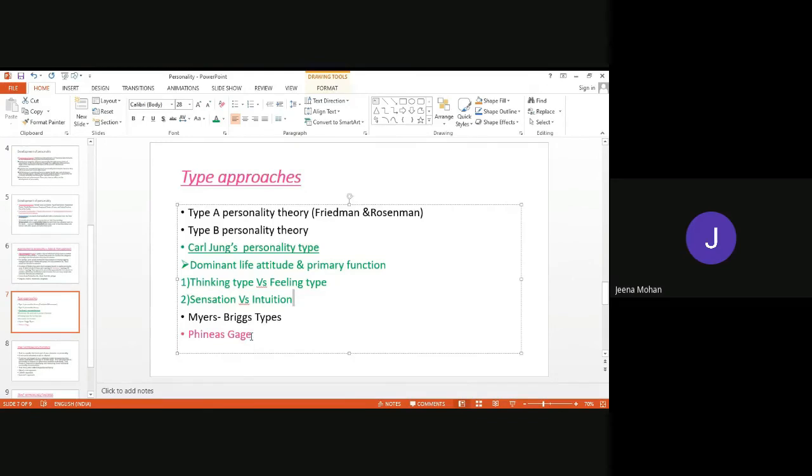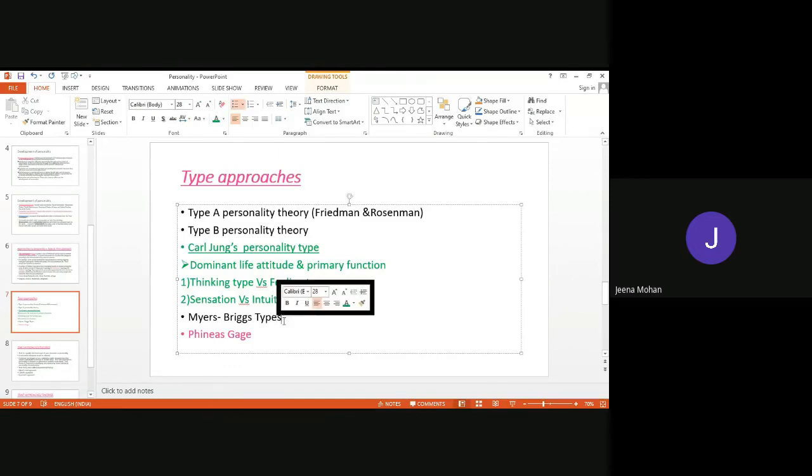Then next is the Myers-Briggs personality type. This typology is based on psychological preferences. What do you mean by psychological preferences? Psychological preferences means how people perceive the world and make decisions. That is very important. So in the Myers-Briggs type, there are four categories.